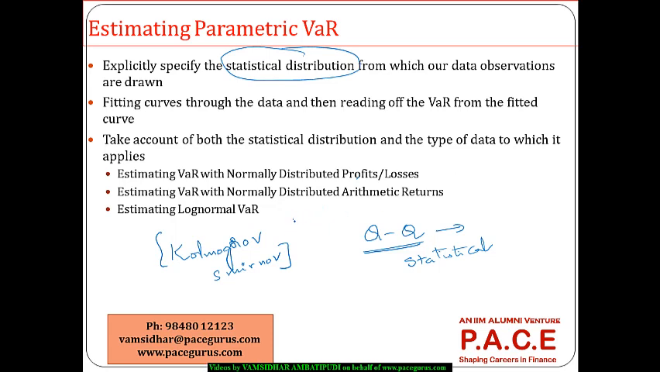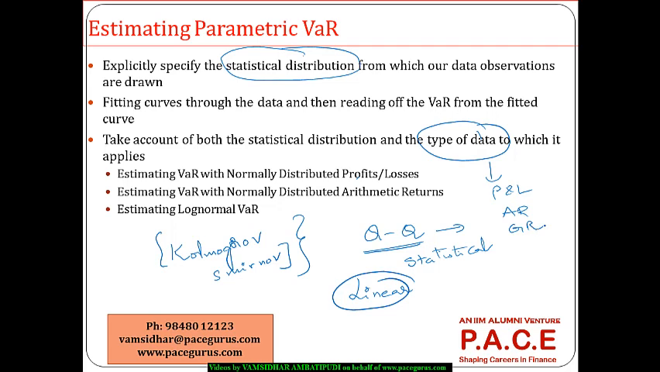But yeah, even without getting into it, the more linear the QQ plot is, the better the fit of the data to that particular distribution. Now, once I have finalized a particular distribution and the type of data, here I may look at the profit and loss data, or arithmetic returns or geometric returns. Depending on what I am considering for the computation of the value at risk, along with the distribution associated with it, I should go ahead and compute the value at risk accordingly.